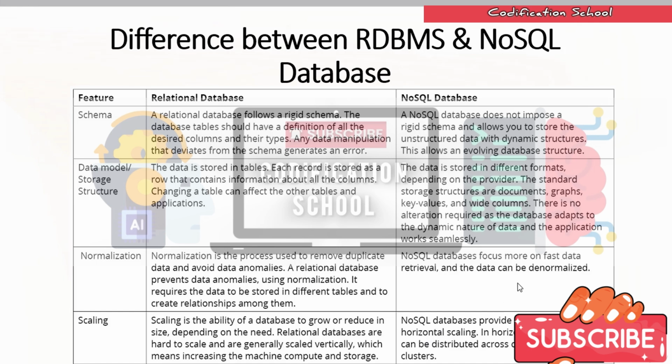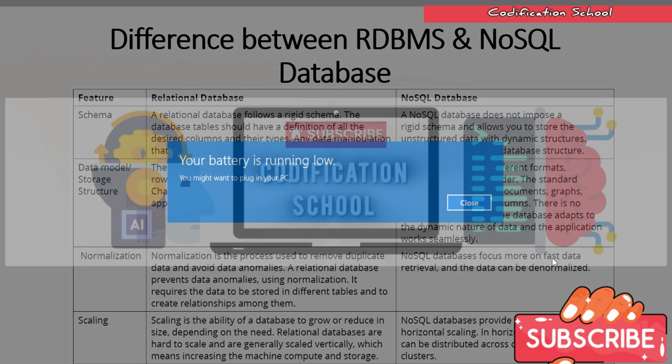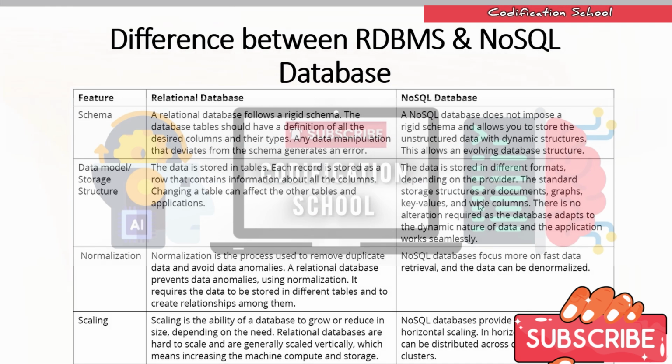But NoSQL databases focus more on fast data retrieval, and you are storing the data in an unstructured or semi-structured manner. That means it can retrieve the data much faster, and it is not mandatory that you should be using normalization.